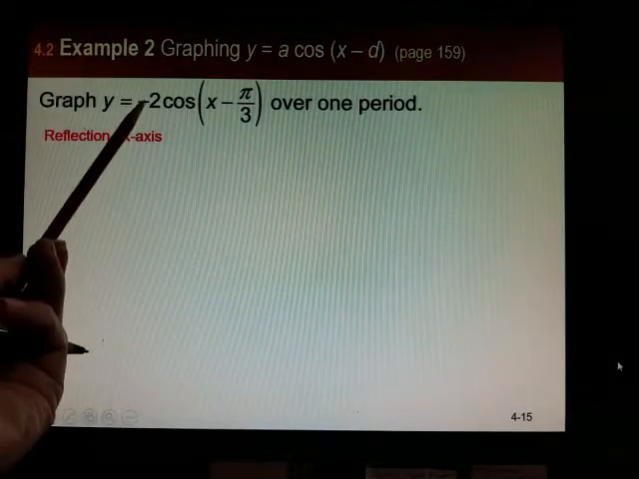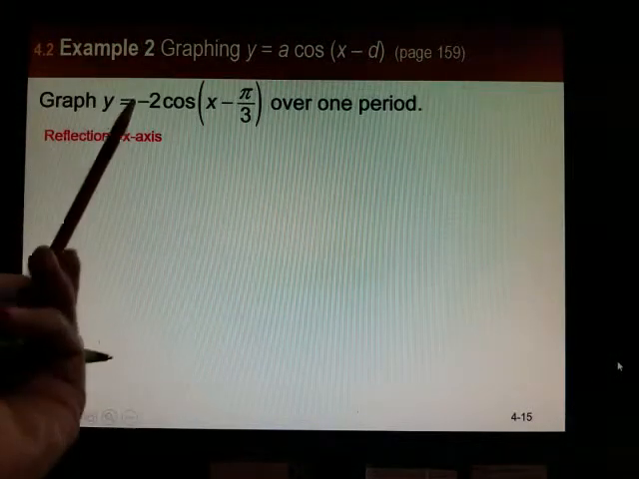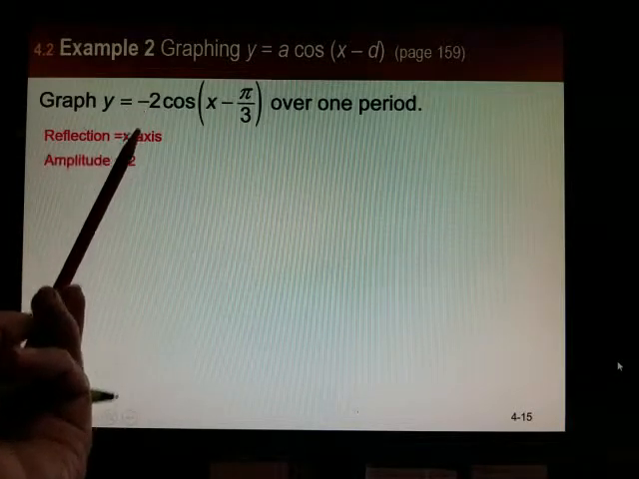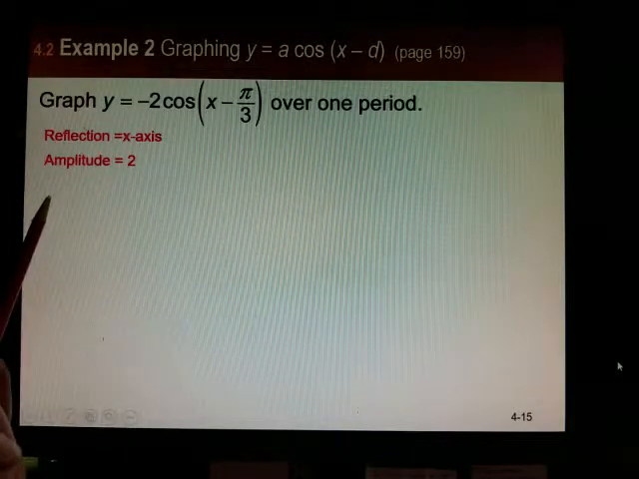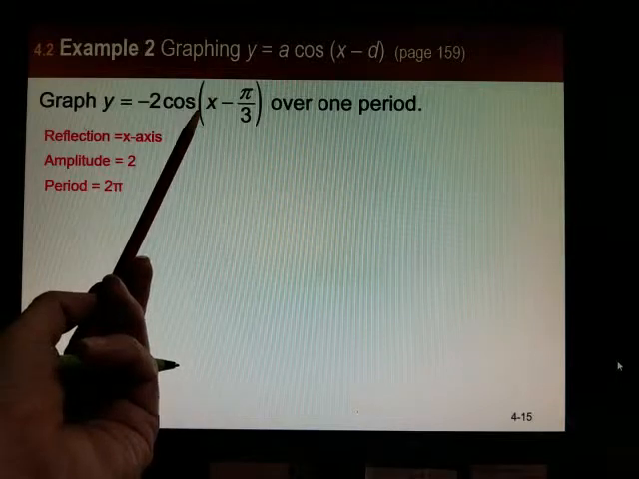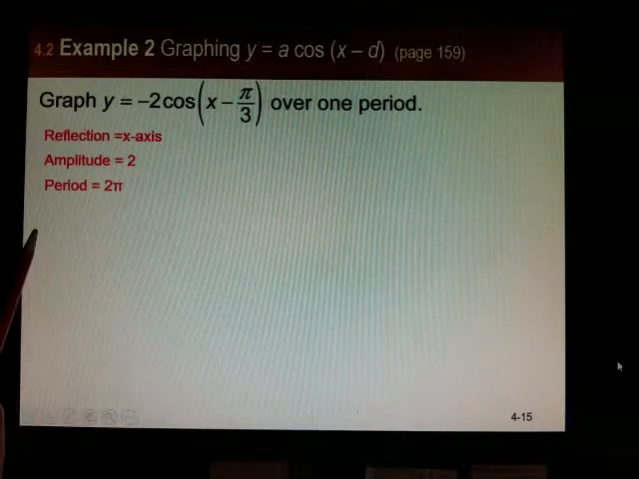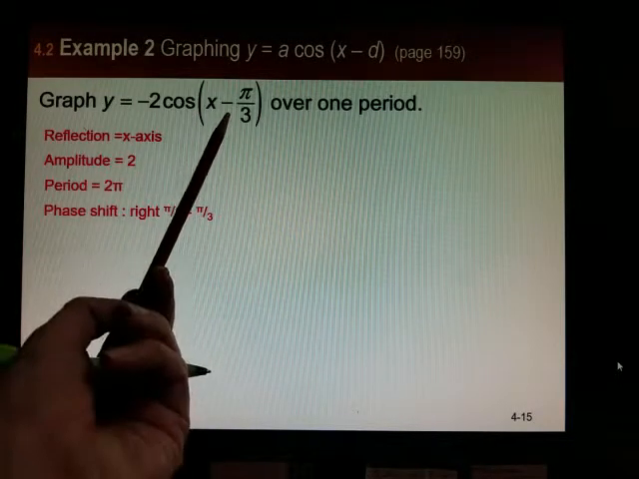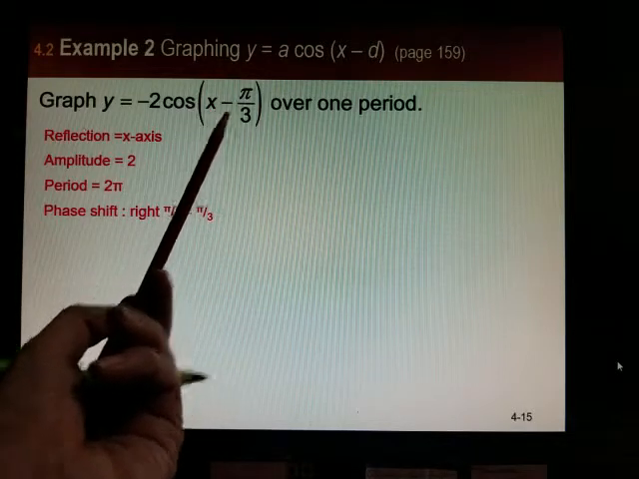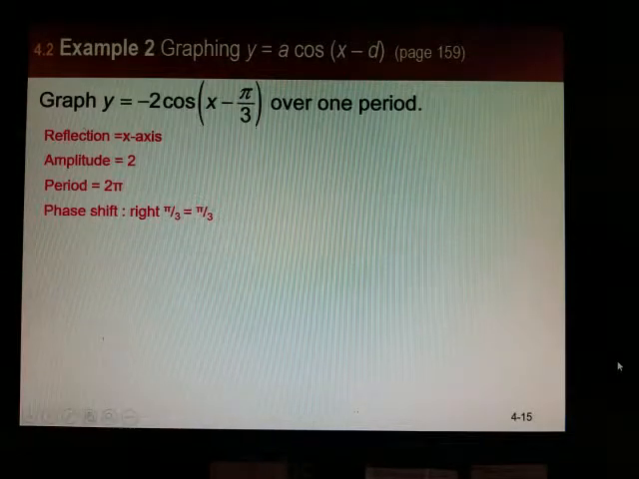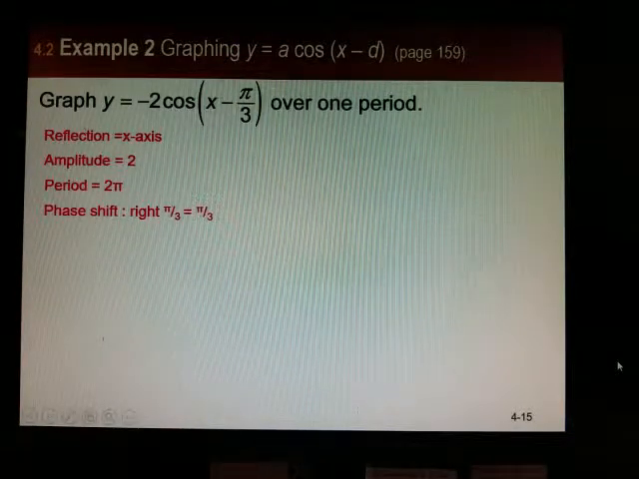So again, a negative coefficient is reflected. The absolute value of that negative 2 is the amplitude of 2. The period is 2 pi divided by the 1 in front of the x. The phase shift is going to go to the right pi thirds. If you set that equal to 0, that would be pi thirds, so it's positive pi thirds. There was no vertical shift.